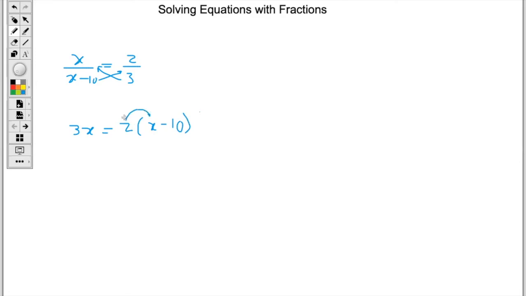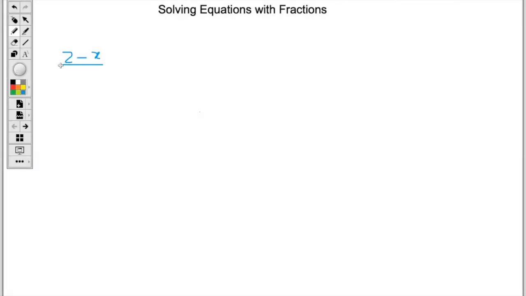Then we're going to distribute the 2 within the bracket. So I will have 3x is equal to 2 times x, that's 2x. 2 times minus 10, that's minus 20. Then grouping, so I carry the 2x over the equal sign. So I have 3x minus 2x, because there has to be a sign change once it goes over the equal sign, is equal to minus 20. 3x minus 2x is x, so x is equal to negative 20. That's it.